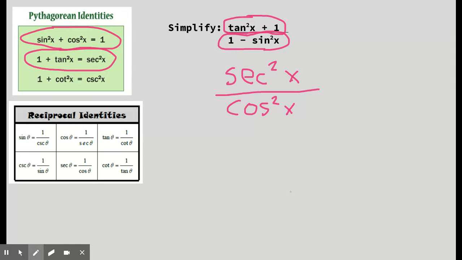So let's fix our denominator and make it be our numerator. So I'm going to bring the numerator down. I'm doing nothing with it but re-copying it. All right, and I can change cosine squared x using my reciprocal identities, and it's going to be this one here in the middle. Cosine of theta is equal to 1 over secant theta. So cosine squared must be secant squared.